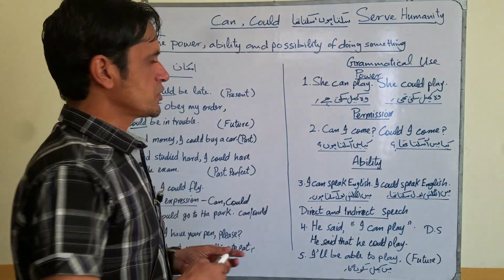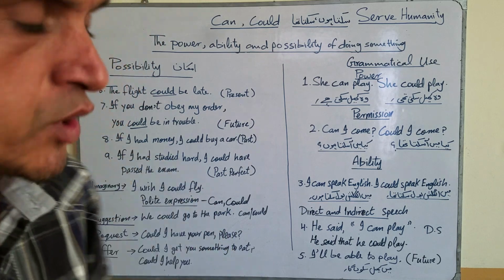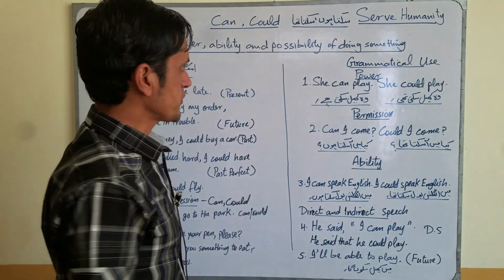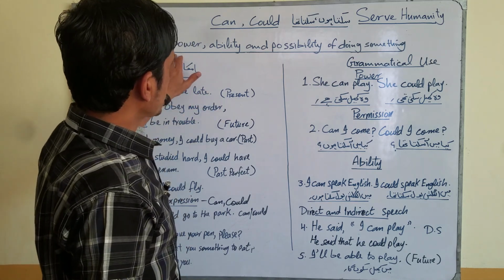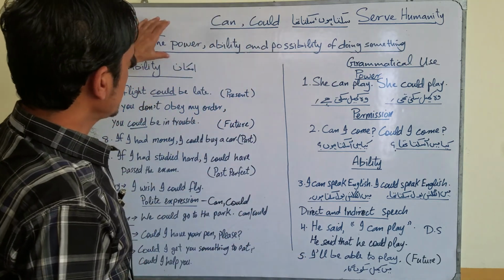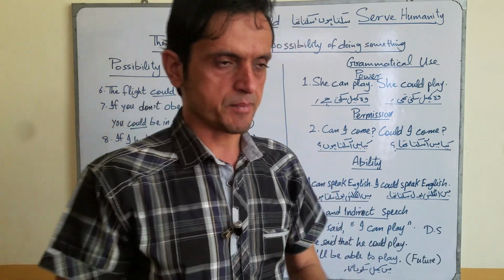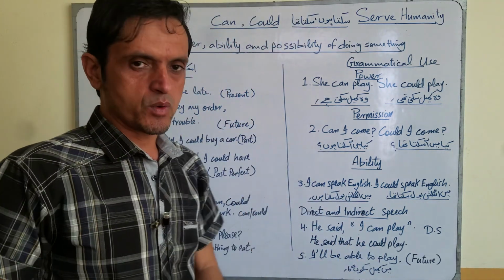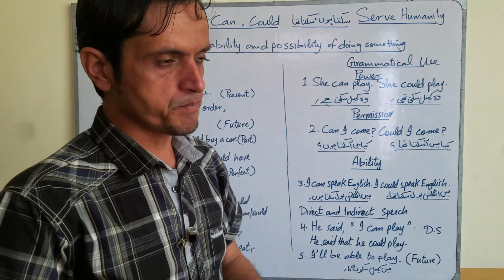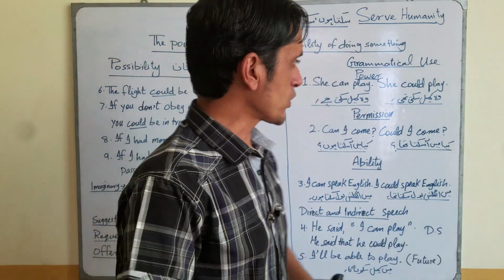In this class, I'll teach you the modal auxiliary verbs can and could. Can is the present form and could is its past form. They express the power, ability and possibility of doing something. When we have the power, ability or possibility of doing something, we usually use can and could.